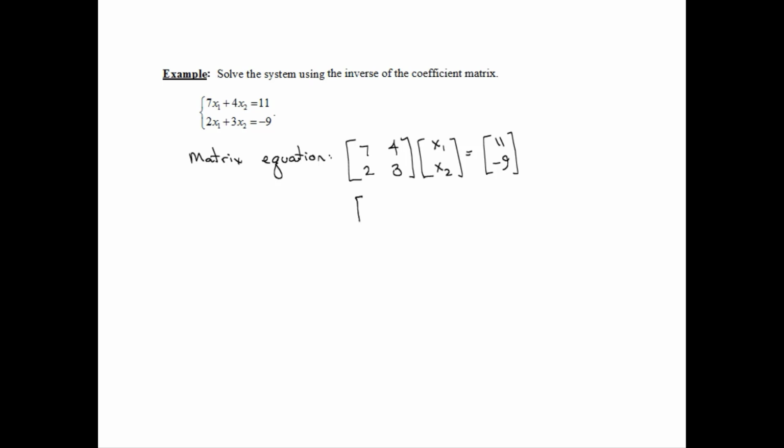Now my x1, x2 is going to be equal to the inverse of the coefficient matrix times that right-hand column matrix. In other words, x is equal to A inverse B, which we've seen before. That gets us here. So now we need to find the inverse of that coefficient matrix. So my A is this.